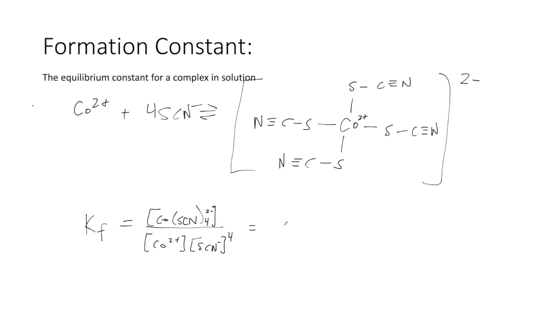And then if we set this to whatever value, let's say 10 to the third, that would tell you how much the equilibrium would favor the formation of that complex. Since this value is greater than 1, this would mean that the formation of the complex would be more favorable at equilibrium.